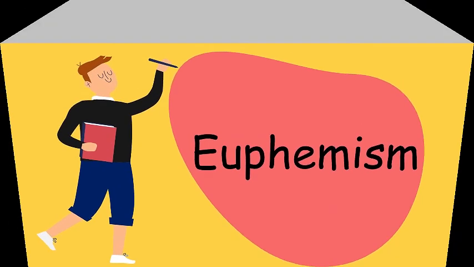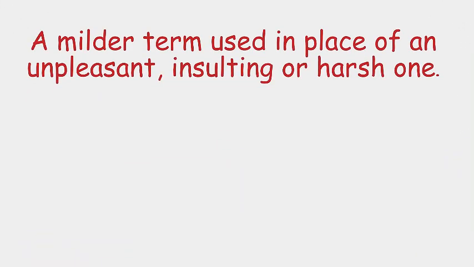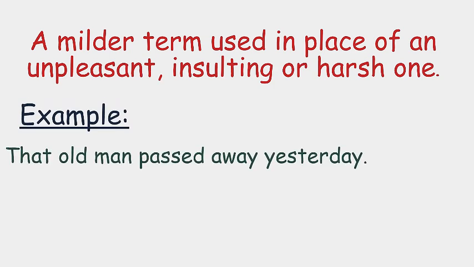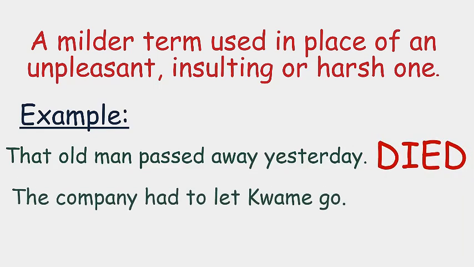Euphemism. A milder term used in place of an unpleasant, insulting, or harsh one. Example: that old man passed away yesterday. This is a milder term that is used in place of saying he died. Another, the company had to let Kwame go. This is also another way or a better way of saying he got fired.